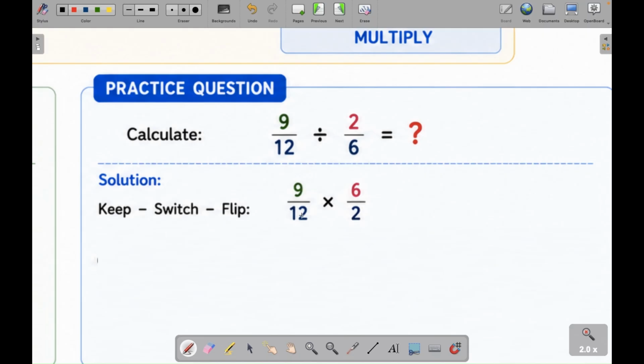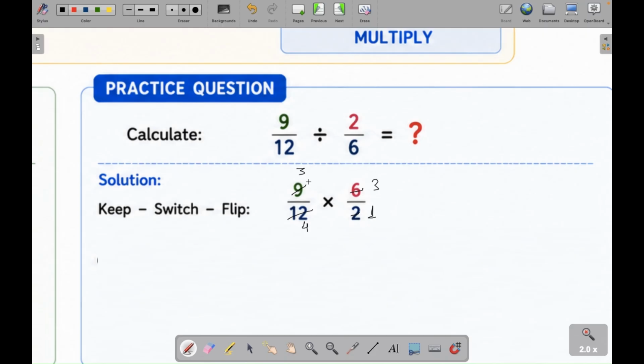We check, do 9 and 12 have anything in common? They have 3 in common. So 3 3s are 9 and 3 4s are 12. Now we see, do they have anything in common? No. Do 3 and 2 have anything in common? No. Right, do 6 and 2 have anything in common? Yes, they have 2 in common. So 2 3s are 6 and 2 1s are 2.